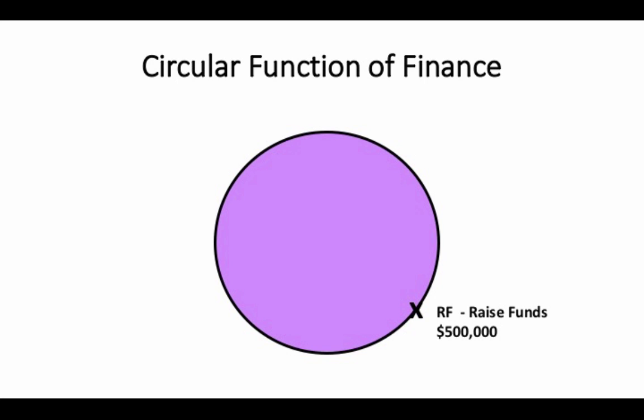Let's label this as raise funds on the circular function of finance and assume that you have raised $500,000 by selling stocks to start the restaurant. After raising money, as a financial manager, you will focus on investing money. Let's label this function as invest funds in the circular function of finance.